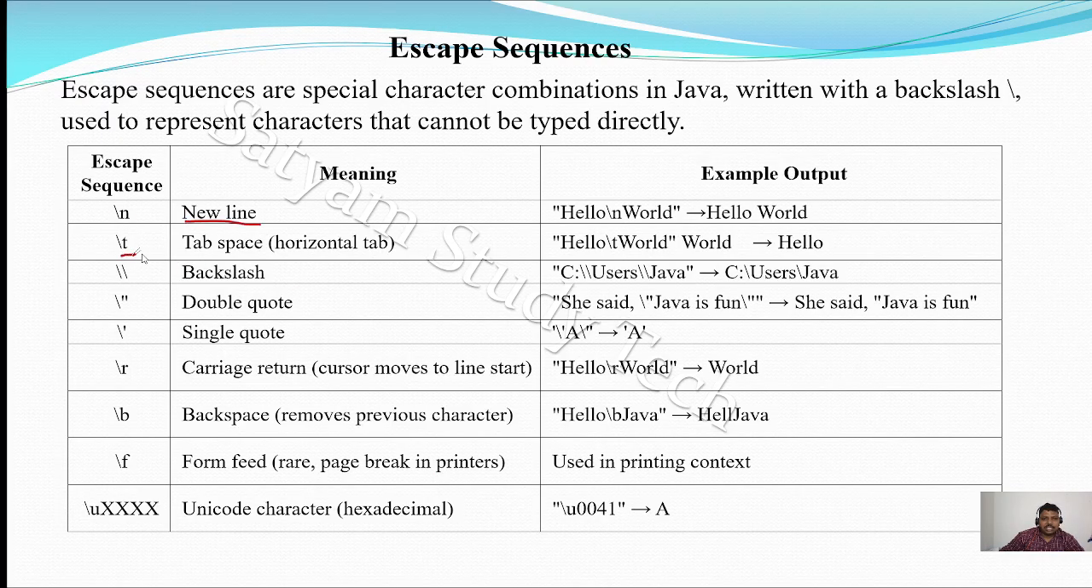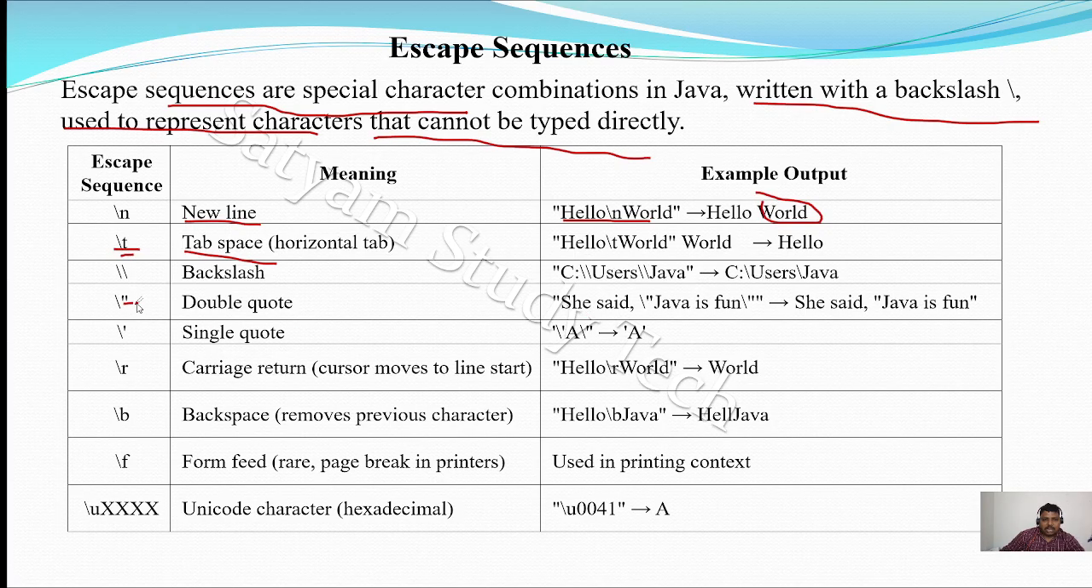Escape sequences are special character combinations in Java written with a backslash, used to represent characters that cannot be typed directly. Here you can see slash n. For hello slash n world, it prints the word on a new second line. Slash t means a tab space, a horizontal space. And a double backslash prints a backslash.